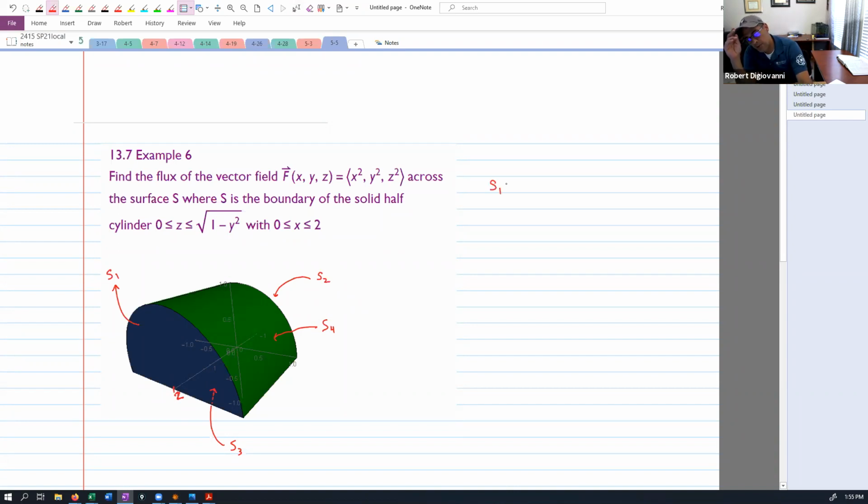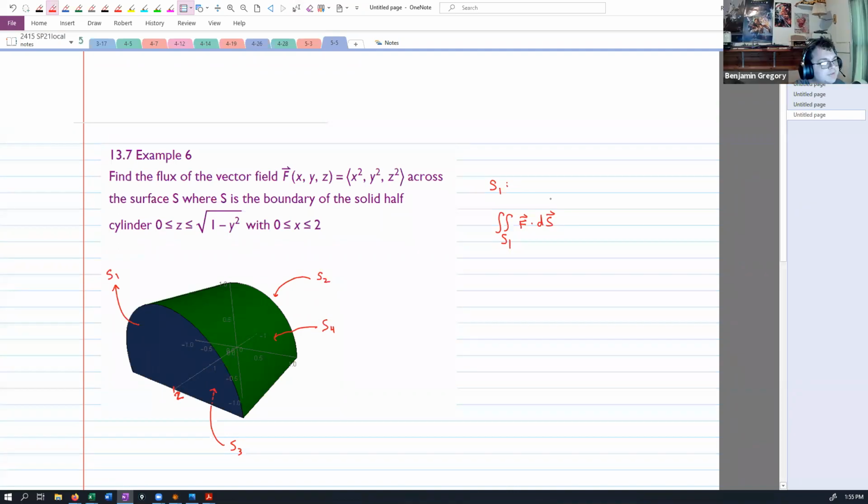When we're talking about S1, we're trying to find the flux over S1 of F dot dS. What's good about S1? It's flat. When we're talking about flux and we have an enclosed object like this, we are going to assume positive orientation, so all our normal vectors need to be pointing away from the inside. Looking at S1, my normal vectors point out down the x-axis. Since it's flat, the normal vector is always the same.